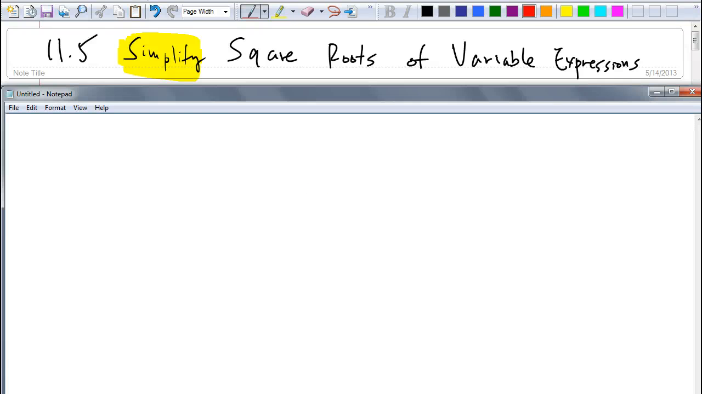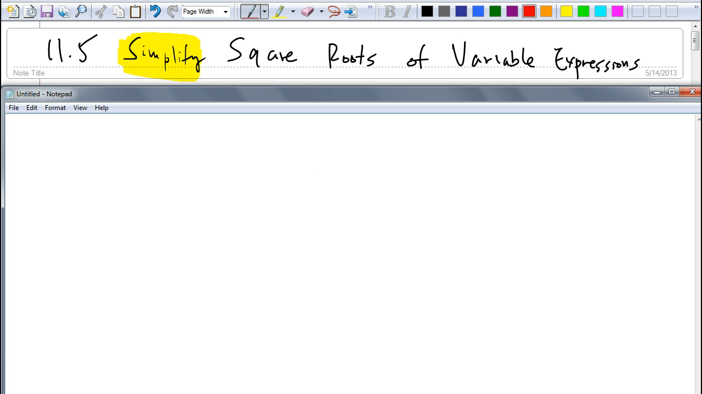Okay, today we're going to simplify square roots of variable expressions. If you remember, last time we simplified square roots of numerical expressions, meaning square roots of some expression with numbers. Today we're going to have some variables in them. That's the only difference, okay?